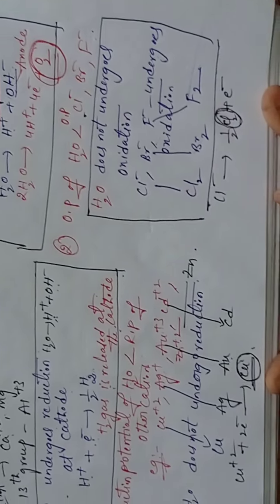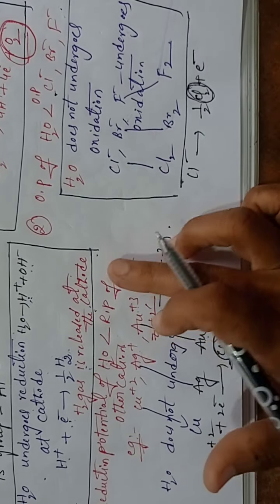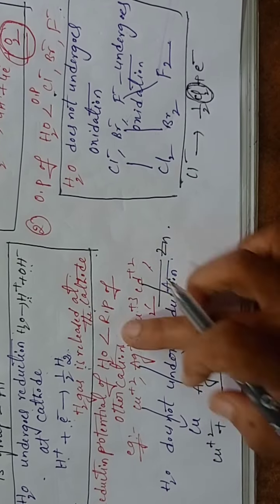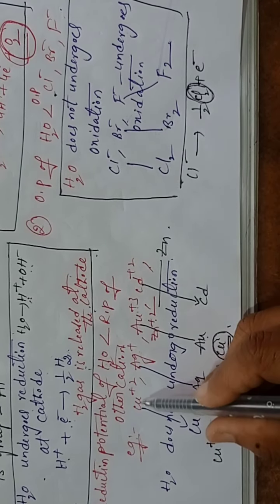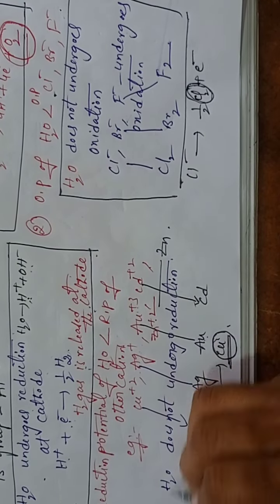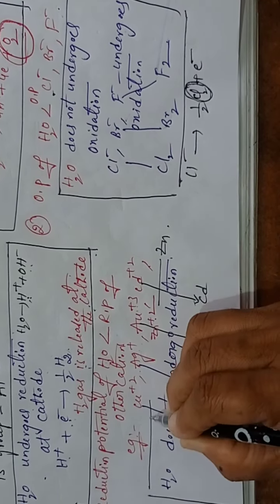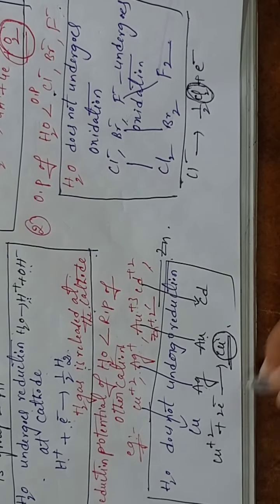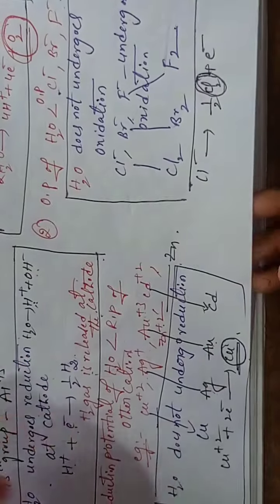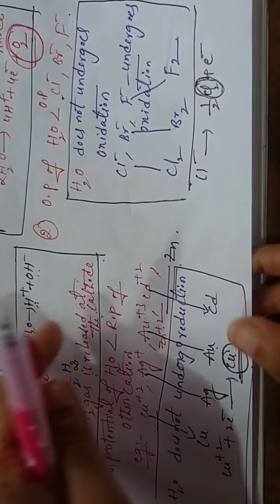So if the reduction potential of water is less than the reduction potentials of other cations, water does not undergo reduction. These cations are undergoing reduction. So the metal is only deposited at the cathode. Are you following? So this you have to remember. Understood, students? Now I'm discussing the aqueous state.